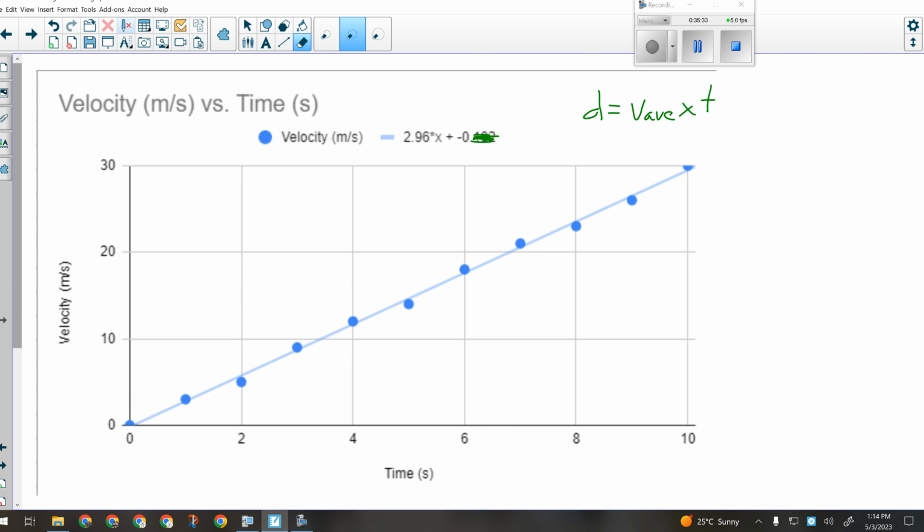Can I calculate that here? What shape is this? Triangle. How do I calculate the area of a triangle? Base times height divided by 2. Well, they told us it was after 10 seconds, so I know the base is 10 seconds. And I need to know the height. Well, I can calculate the height. I've got this equation to tell me what the height is. I just have to plug in 10 seconds, and I'll know what the height of the triangle is at 10 seconds. It happens to be 29.6, because 2.96 times 10 gives me that height.